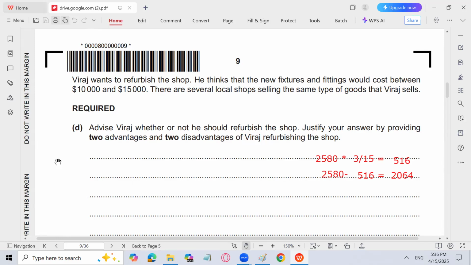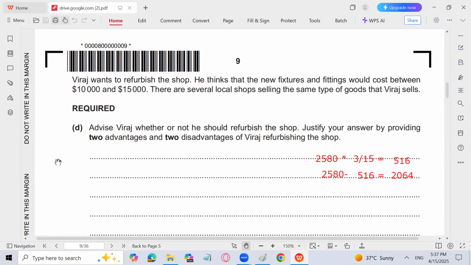But the problem is that there are several local shops selling the same type of goods, so we want to have a better look for the customer, so it might increase our sales. We could have more customers purchase our goods because our goods are the same, but the environment and the reception area will be much better because of the fixtures and fittings. So we will be able to attract more customers, and customers might be retained. We can have a good relationship with the customer because we are giving him a proper place to sit and have a meeting.